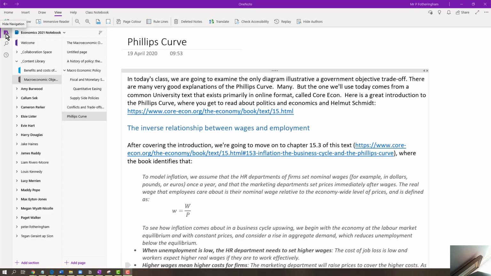Morning, everybody. Today we're going to be taking a look at the only diagram that we have that illustrates the trade-off between government objectives, and that is the Phillips curve. The Phillips curve, which we mentioned previously, shows us a relationship between inflation, or wage rate inflation, and unemployment. It shows us an inherent trade-off between the ability to have full employment and also have low and stable inflation.